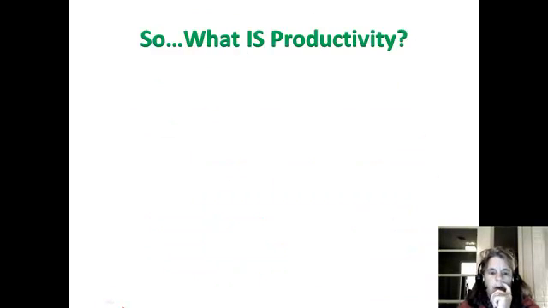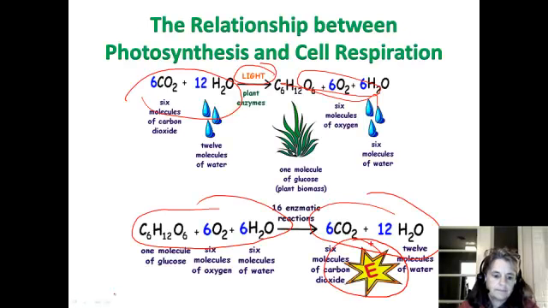Okay? So, what is productivity then? We know all about photosynthesis and cell respiration. How does productivity relate to that?